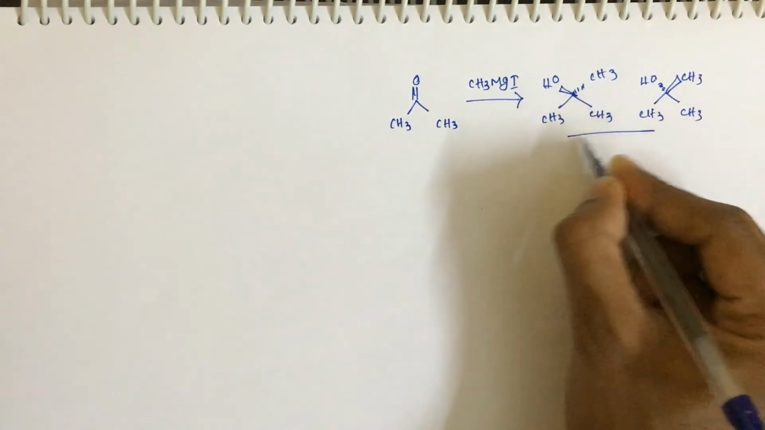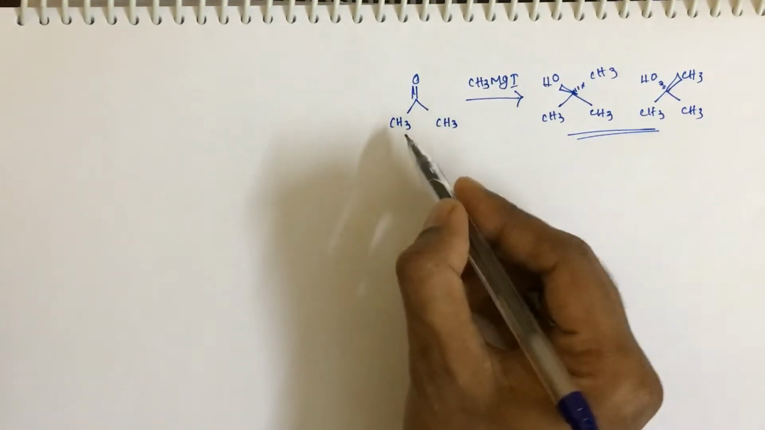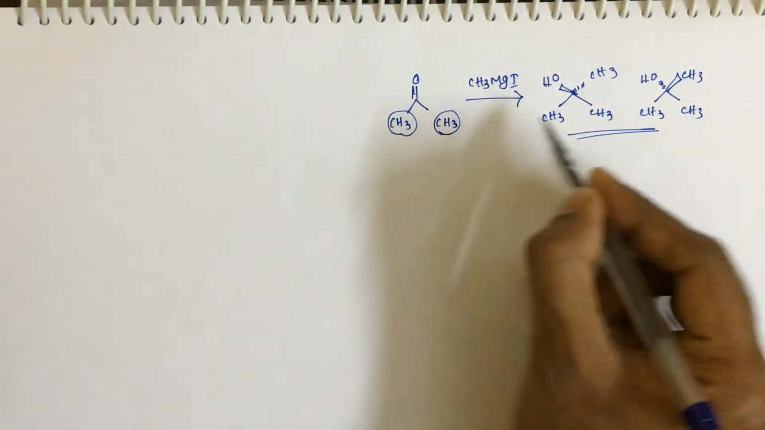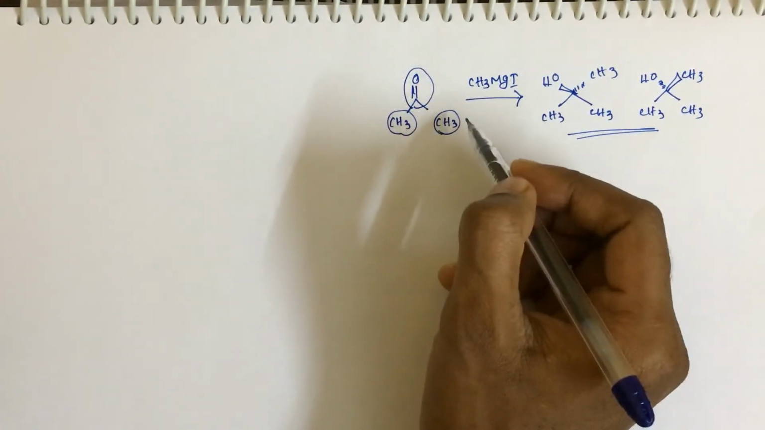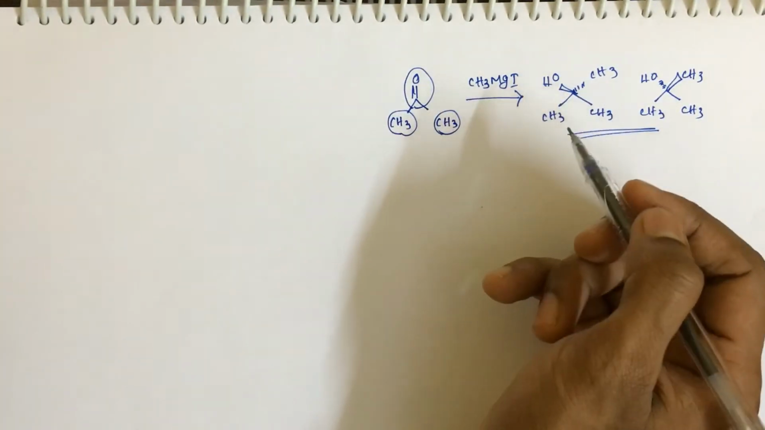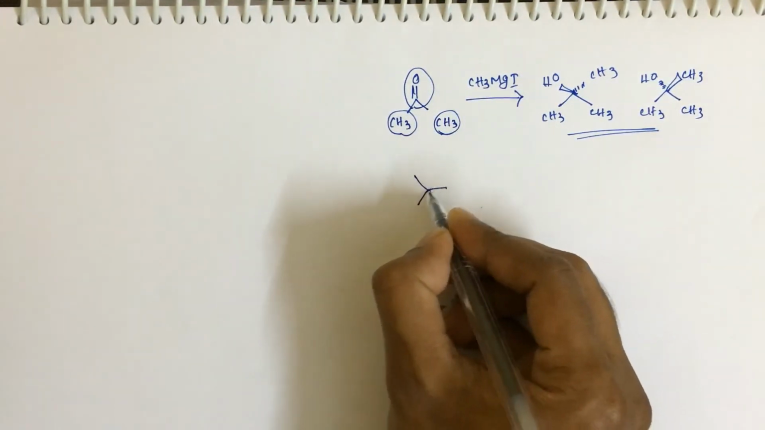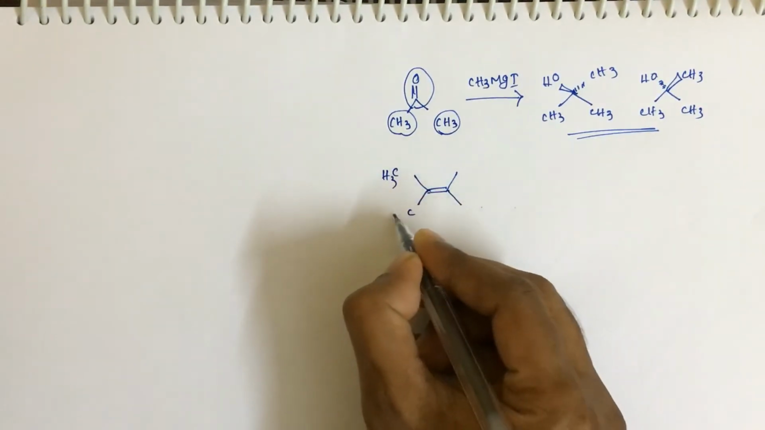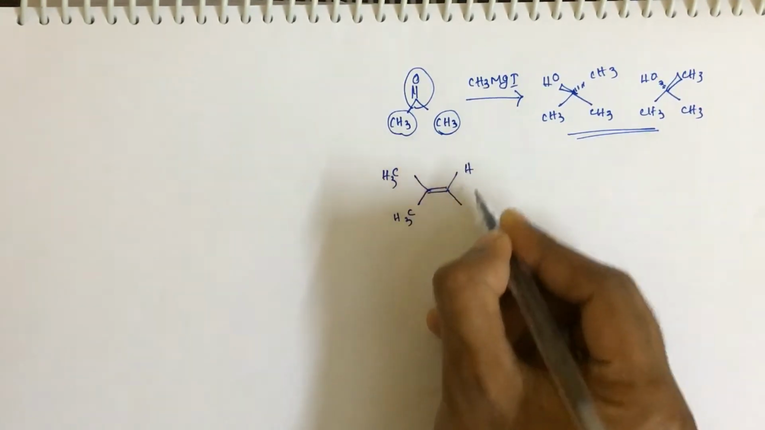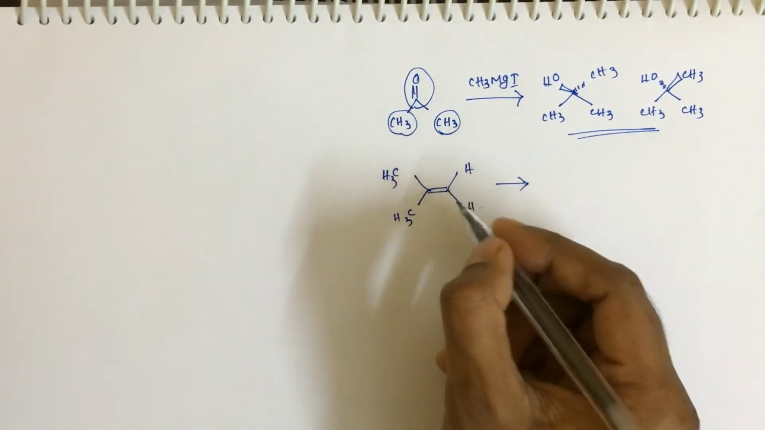So these two, we can't distinguish. So these two are the same. So when these two groups are the same, that time we call this a homotopic face. When this is different, that time we call it a heterotopic face. Even when we have this compound, we also call it a homotopic face only, because this is not chiral in nature.